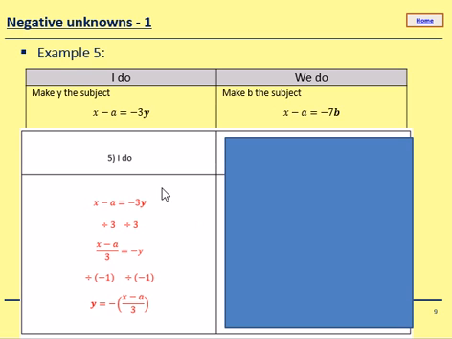You could have also, for the first step, just simply divide by negative 3. This would also give you a positive answer. All I would say is be careful about having a negative number in the denominator of a fraction.